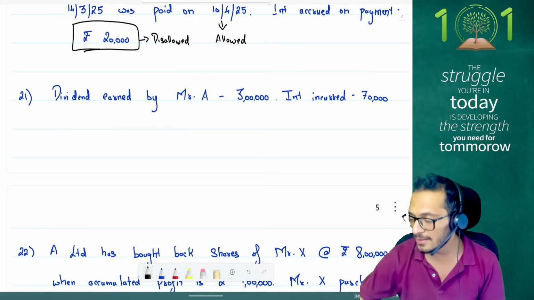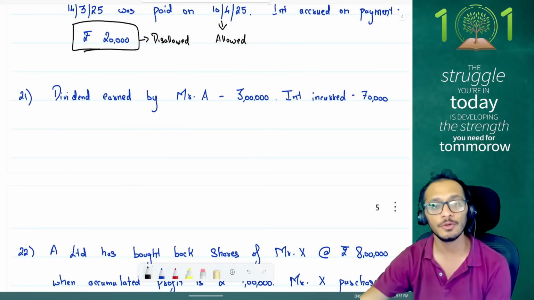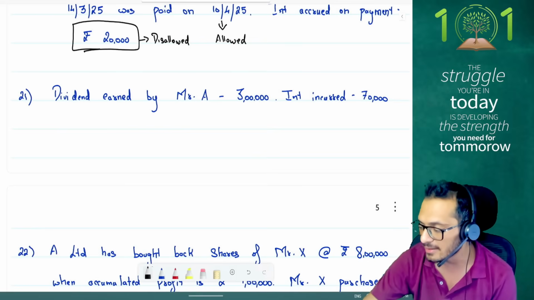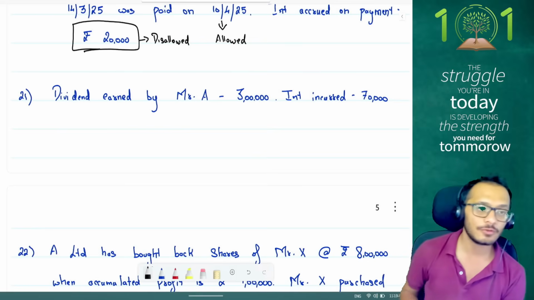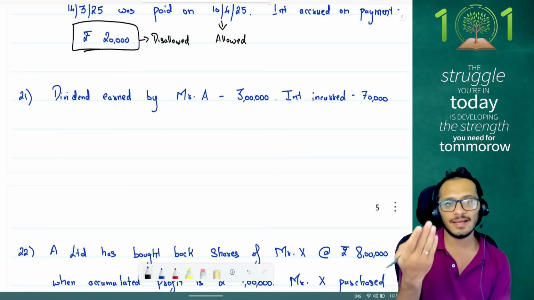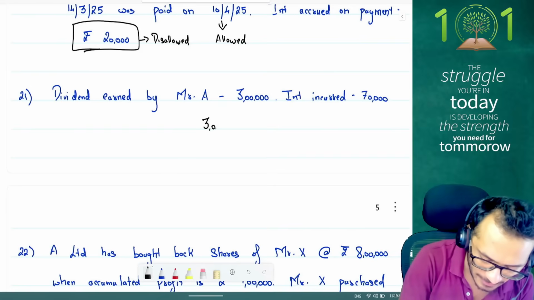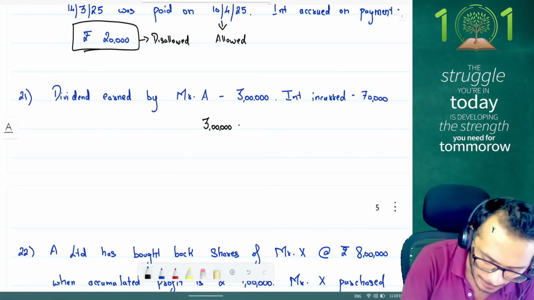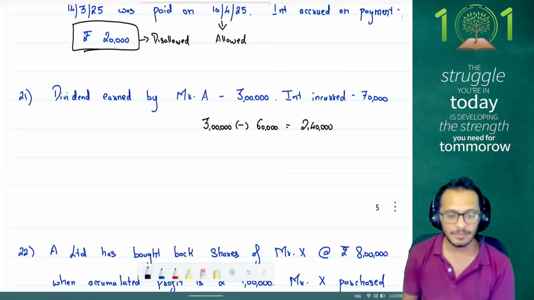70,000 rupees. Dividend rule says when you have incurred any interest for the purpose of dividend, you can only claim up to 20 percentage of the dividend income. So 3 lakhs into 20 percentage gives me 60,000 rupees. I have incurred 70,000 rupees. Can I claim 70? No, can't claim 70, which means my dividend income will become 3 lakh minus only 20 percentage reduction, which is 60,000. Therefore, 2 lakh 40 will be my dividend income.